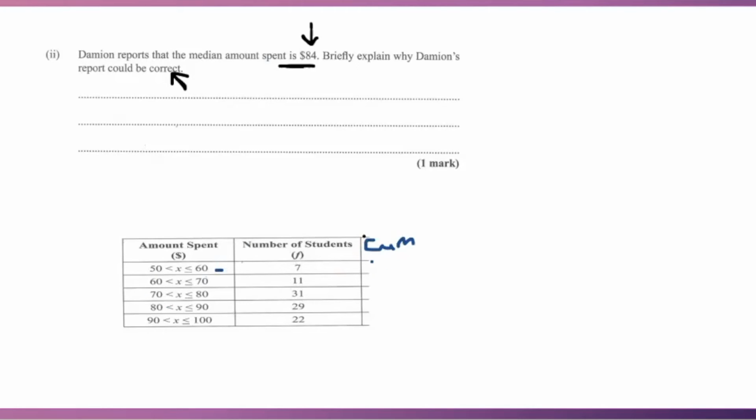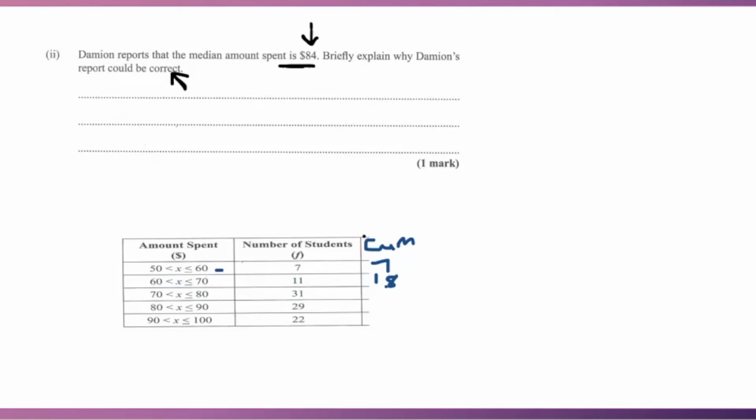So here for the cumulative frequency, this would be 7. And this represents the position 1 to 7. You'll have the range of 50 to 60. And add 7 plus 11, that gives me 18. That will give me the cumulative frequency of 18. And what this 18 means is from the 8th position to 18, I will have the range of 60 to 70.